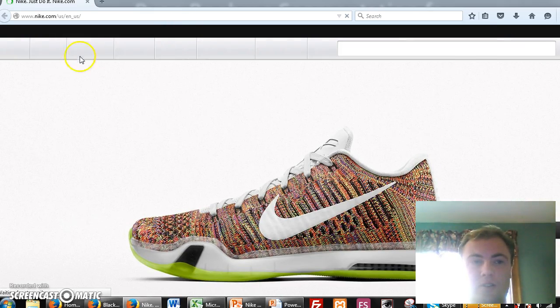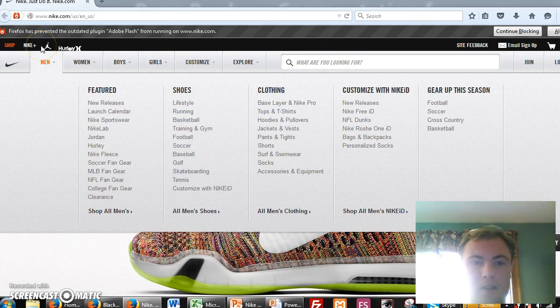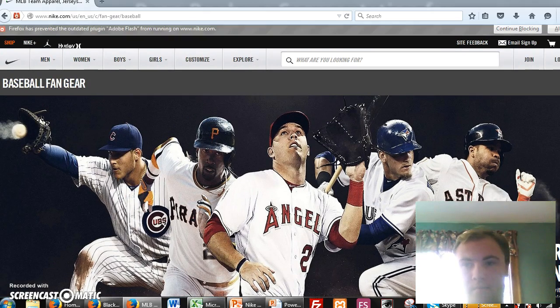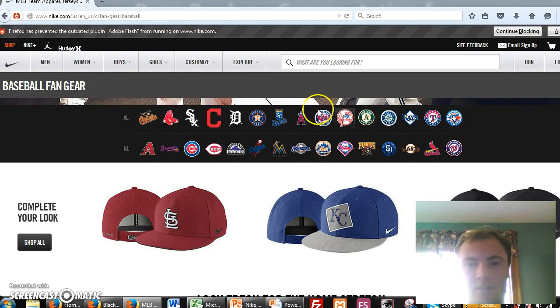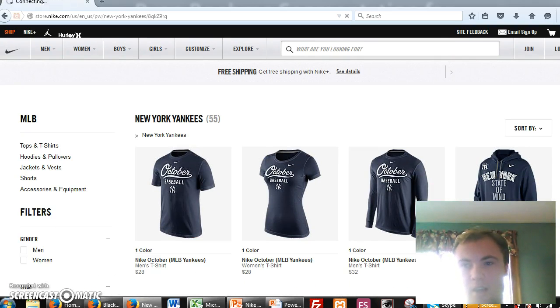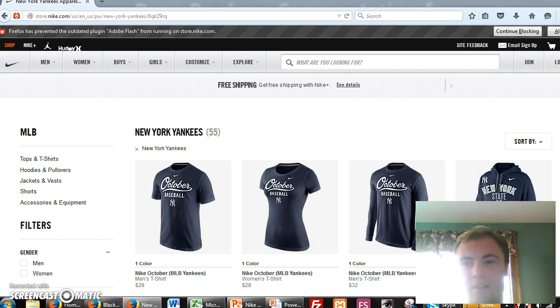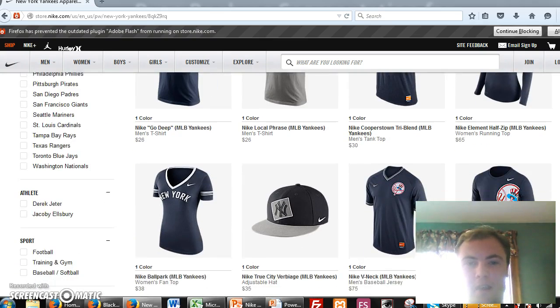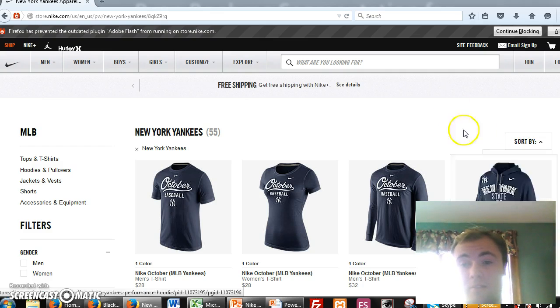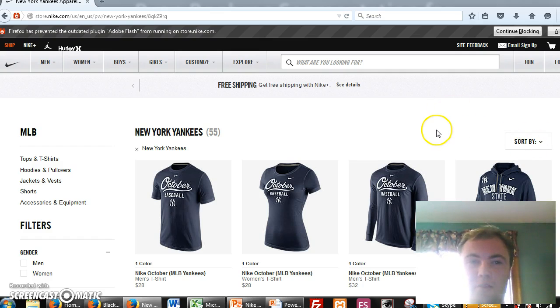I want to go to men, and I want to go to MLB fan gear. And right here, I'll go down to New York Yankees. And here's all the types of products I can find that are for a Yankees fan. And I can even sort them from A to Z, or highest priced or lowest priced. Since I'm a low income student, I'm going to want to look for the lowest price.